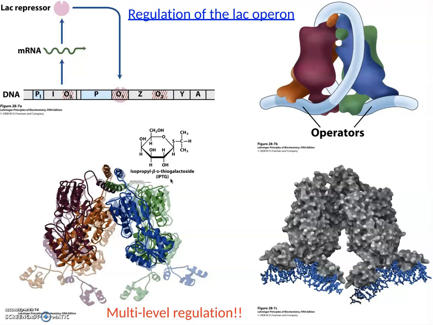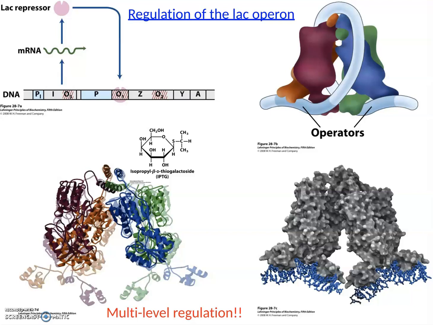When IPTG is added, it binds the repressor, and the repressor releases DNA. Now the promoter is available for expression to start. And if you have any genes located downstream from the promoter, and that is the promoter we normally use for bacterial expression, they will be expressed. So that's how IPTG works. It stops the binding of the repressor to the operator sequences, thus opening the DNA and making it available for gene expression.